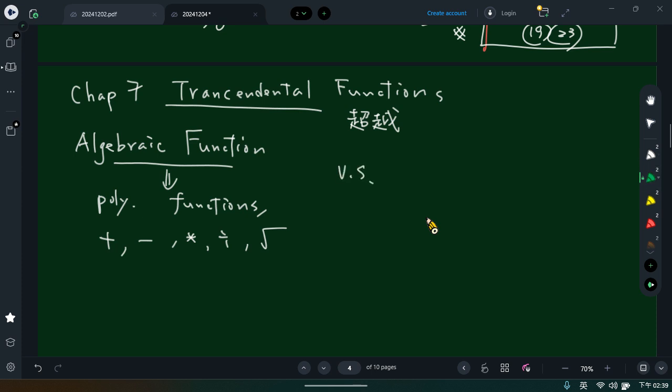So what is a transcendental function? Actually, you have already learned some transcendental functions, just like sine and cosine. But in this chapter, we will learn about hyperbolic sine and hyperbolic cosine. You can see I just add h here. Here h means hyperbolic.